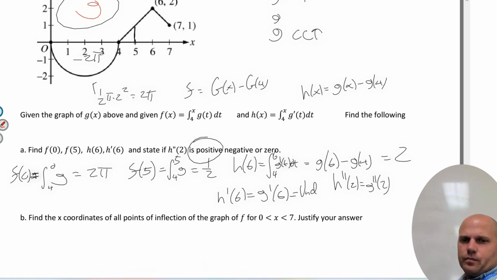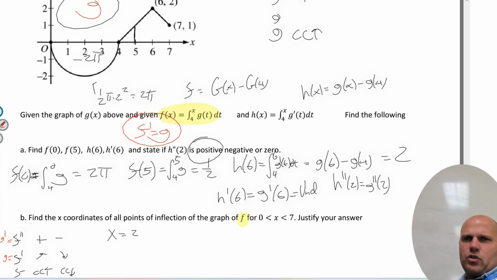Cool. Points of inflection for f. Where's f? Here's f. Points of inflection for f happen when f double prime changes sign, when f prime changes direction, when f changes concavity. Well, f prime equals g, write that down somewhere. f prime equaling g, write down that f double prime is g prime. You could say x equals 2 and 6 because f double prime, which equals g prime, changes sign. Or you could say because f prime, which equals g, changes direction.